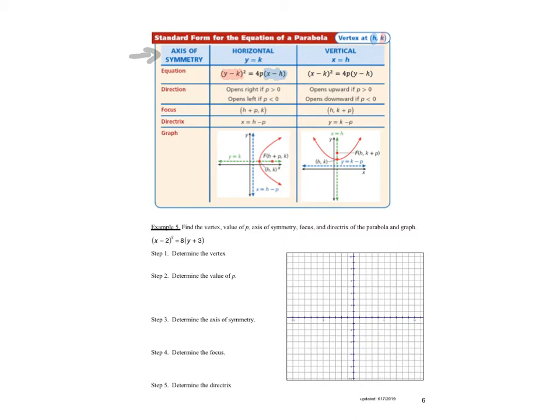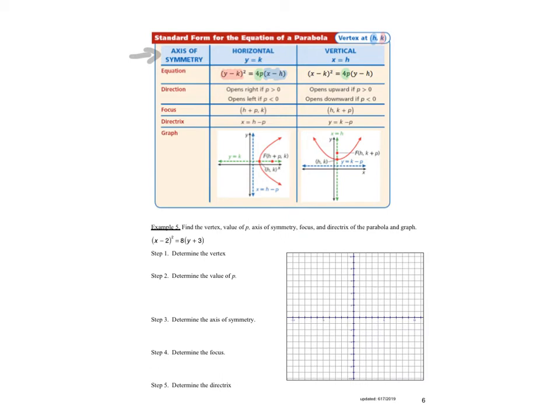And notice we still have that 4p in play in our equations. The direction of the opening of the parabola is still totally determined by p. And the focus and the directrix also get translated around just like the axis of symmetry does. The best way to roll this out, I think, is with an example. So let's see how this is going to go.